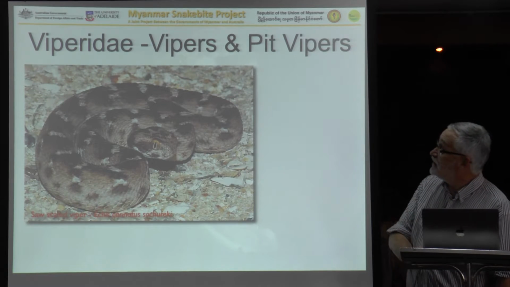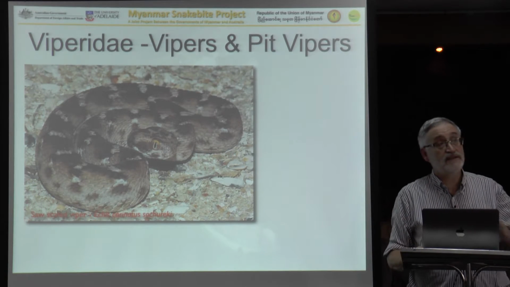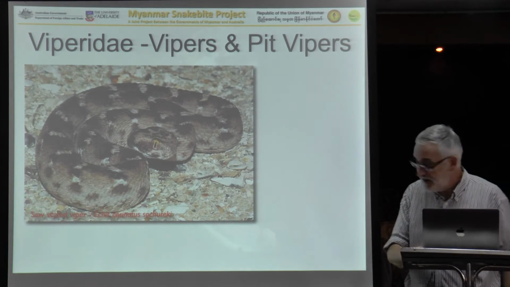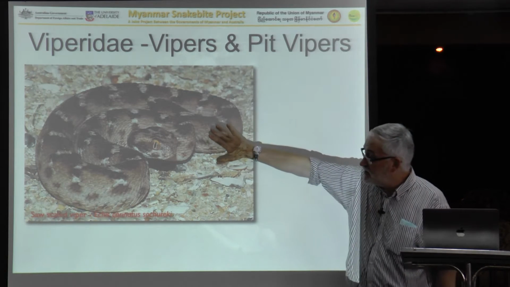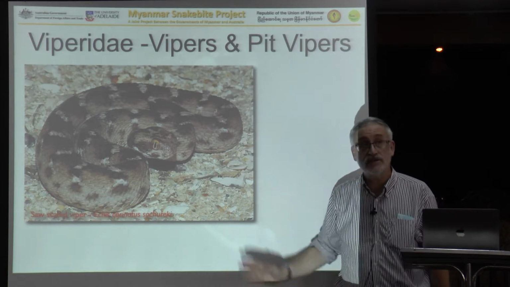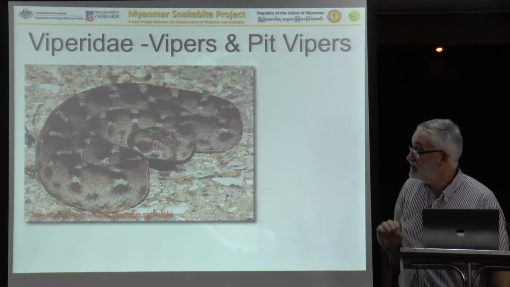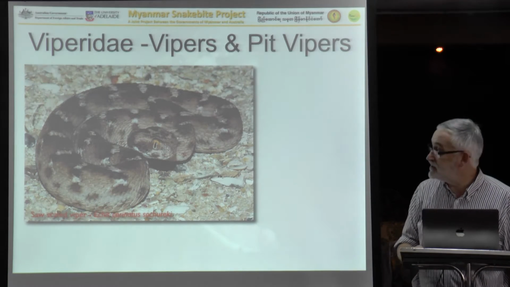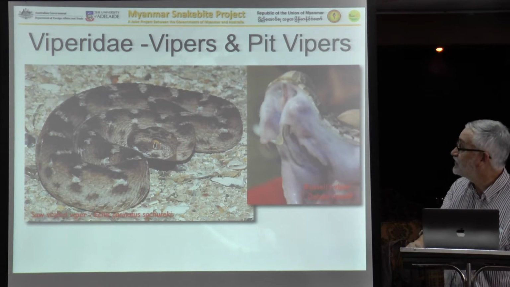Now we come to the vipers, and there are two groups. There are the standard vipers and the pit vipers. So we'll start with the standard vipers. This is a classic standard viper. This is the saw-scaled viper. This is Echis carinatus sochureki from the Indian subcontinent. It's a small snake, but it's very aggressive. It causes many severe snake bites.